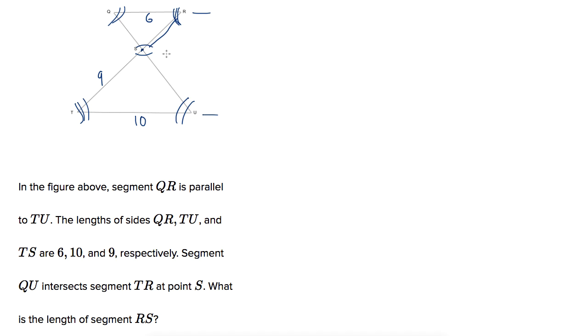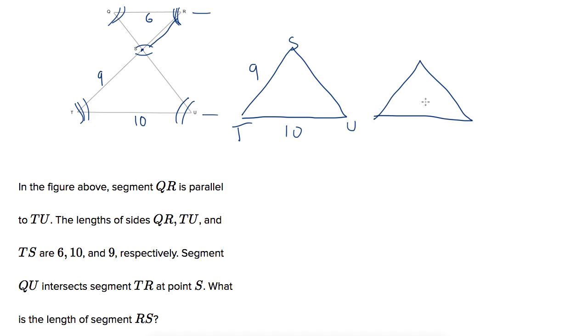So what I would do at this point is I would actually take apart my drawing and flip it. So I have TUS with 10 and 9, and then I would take my other triangle and turn it over and think about how it relates. So I would flip it over and put it like Q. I would put my 6 down here, and then I want to position my missing side length, RS, right here, okay?